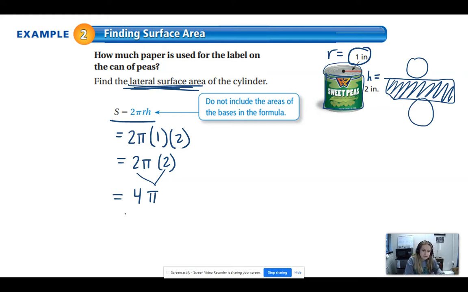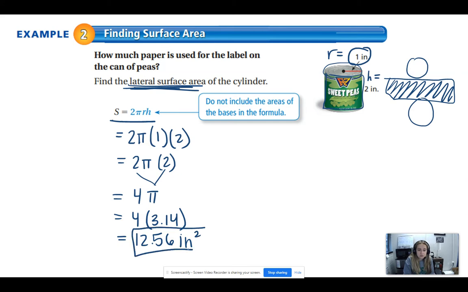And then from there, we substitute 3.14 for pi. And we get 4 times 3.14. We get 12.56. And it does not tell me to round, so I'm just going to leave it as that, inches squared. So that is my surface area for the label on the can of peas.